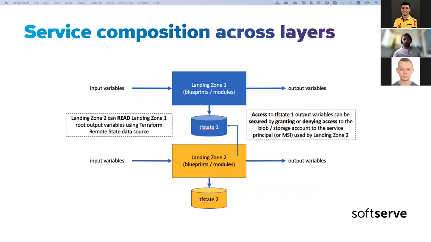If we talk about service composition, or how to deliver a complete environment, then how does it work? So we have landing zone one, or some level blueprint models. We have input variables for it, and it produces some output variables and saves them into the TF state file. Another landing zone, or another level, could access all the output variables that we have in landing zone one, and read them. It could use them inside its logic and compose them with input variables, produce its own output variables, and also save them into the TF state file. So it is the layered approach that is created by CAF Terraform.